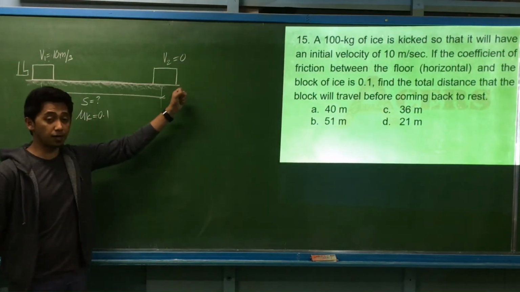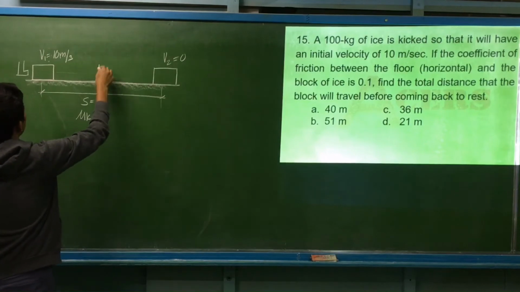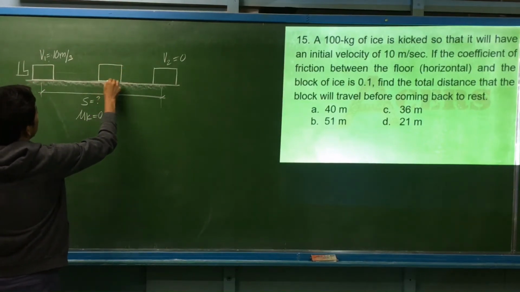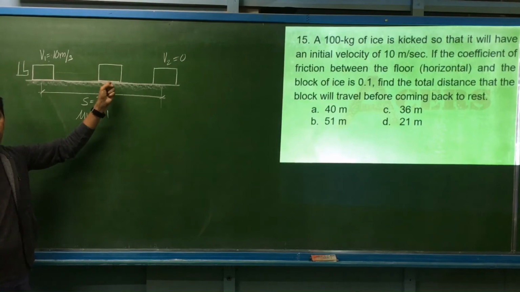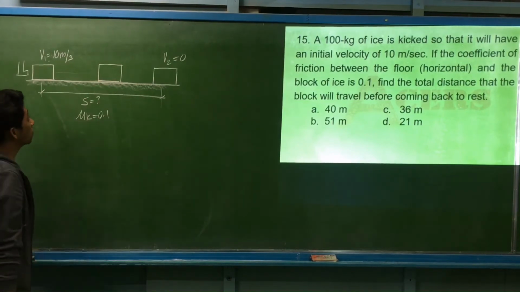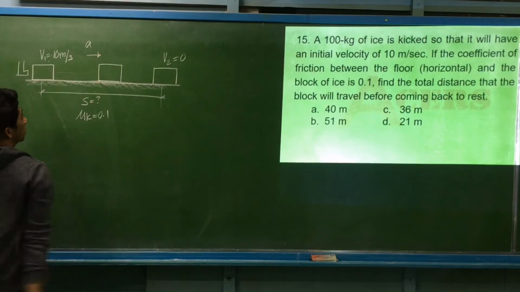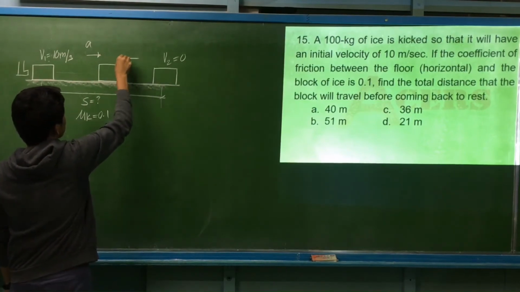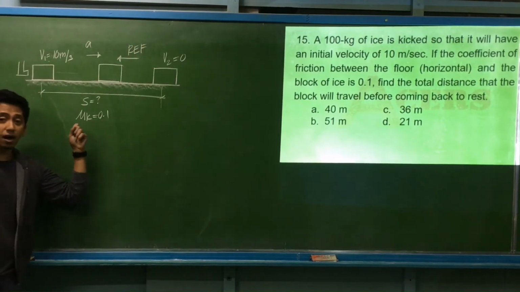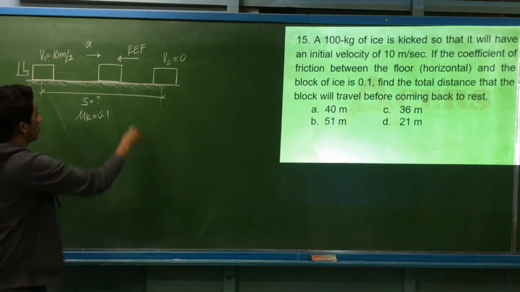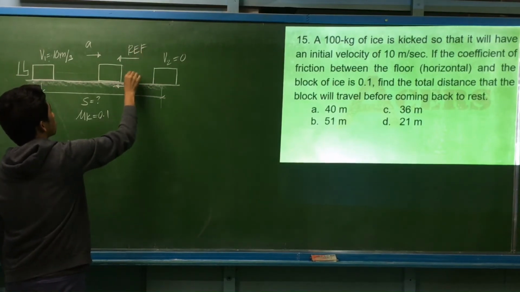Coming to rest means the final velocity should be equal to 0. So let us analyze the block while moving. After kicking the ice, it moves on its own, so therefore we don't have a constant force applied to the block of ice. What are the forces we are going to consider? Since we have a change in velocity, therefore we have an acceleration. If we have an acceleration, therefore we have a reverse effective force, or an inertial force. If we have a coefficient of friction given in the problem, therefore we are also considering the frictional force.